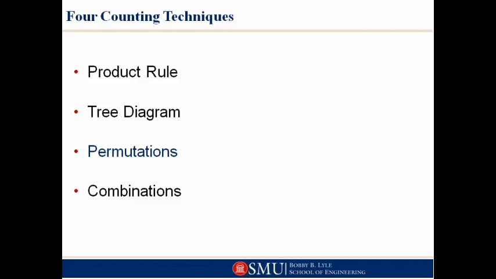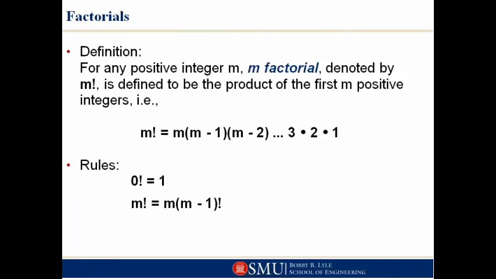Let's move on to looking at permutations. And before we get to permutations, let's go back. You may have had this. I'm not sure at what point in your schooling you might have heard or seen this, but factorials as a mathematical definition. For any positive integer m, m factorial, denoted by m and then the exclamation point, is defined to be the product of the first m positive integers. So 5 factorial would be 5 times 4 times 3 times 2 times 1.